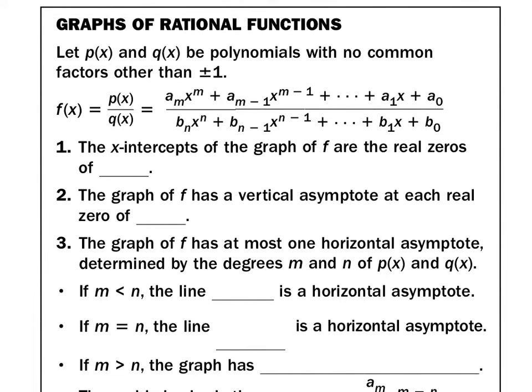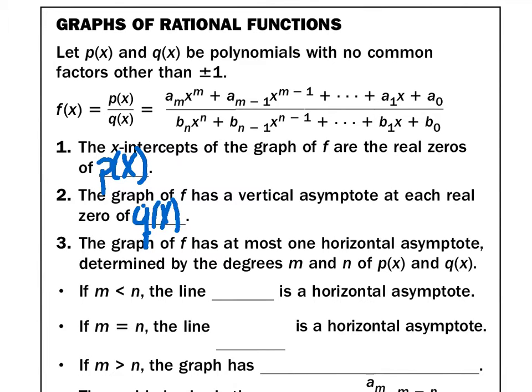Graph general rational functions, 8.3. The x-intercepts of the graph of f up here are the real zeros of the numerator, p of x. Zeros are any time that you can make the numerator a zero. On 2, the graph of f has a vertical asymptote at each real zero of q of x.